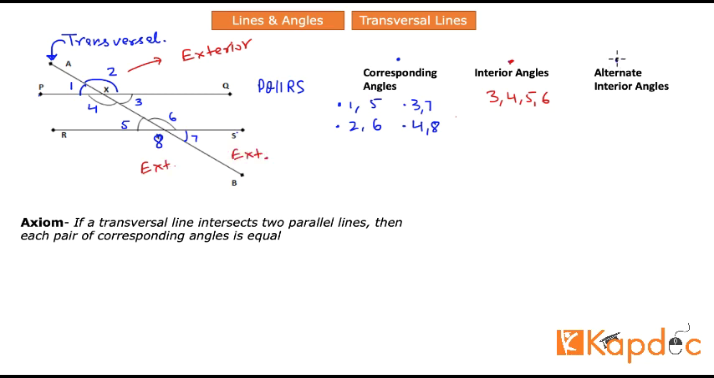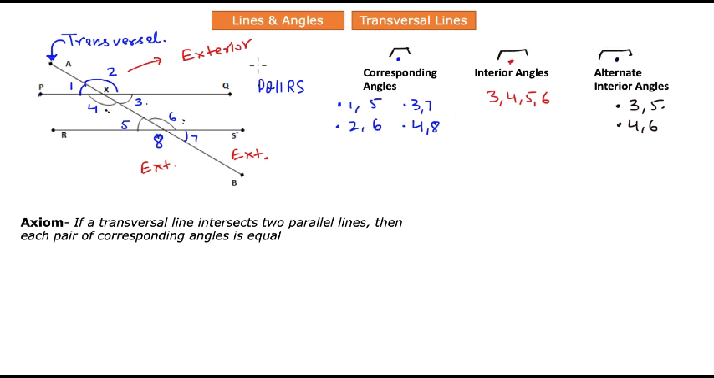And finally, the alternate interior angles will be pairs of angles such as 3 and 5 or 4 and 6. They are called alternate interior because, one, they are all interior angles. Second, 4 is in a direction opposite to angle 6. It is on the left hand side of this transversal line, but 6 is on the right hand side. Likewise, 3 is alternate interior to angle 5.